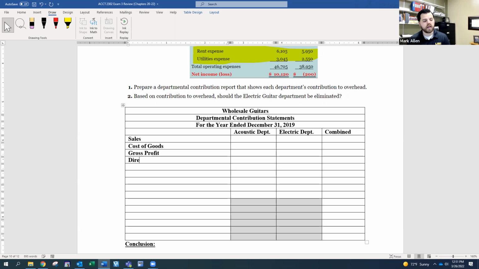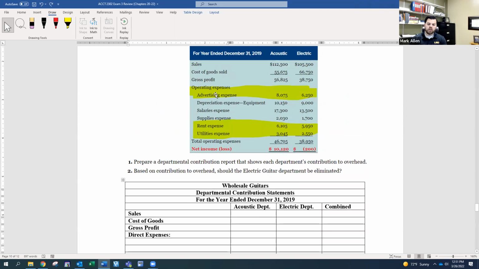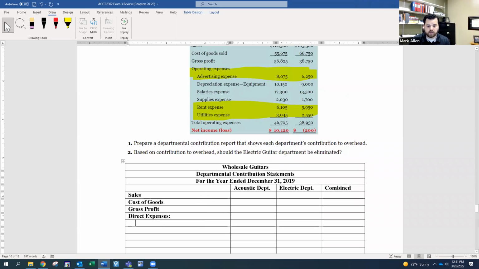Then we're actually going to split our expenses into two categories: direct expenses and eventually indirect expenses. So the three highlighted in yellow are indirect. Everything else is direct. So we're going to go ahead, pull in depreciation expense on equipment, pull in salaries expense, and supplies expense. Now I've indented all of these by 5 spaces just to make clear these are all direct expenses and they're under that category, just so it's visually easier for me to follow.